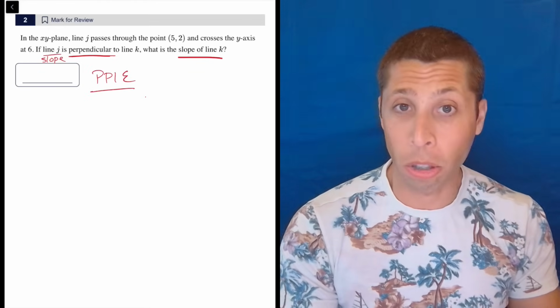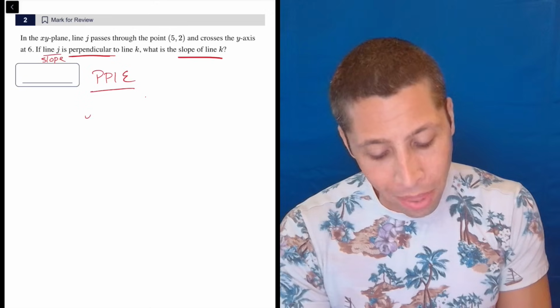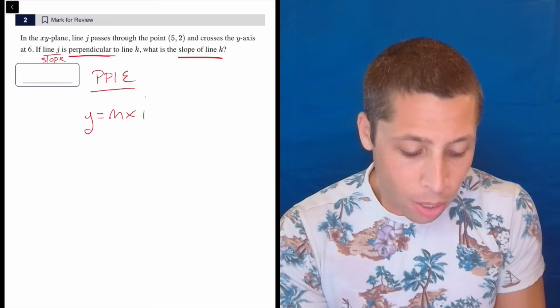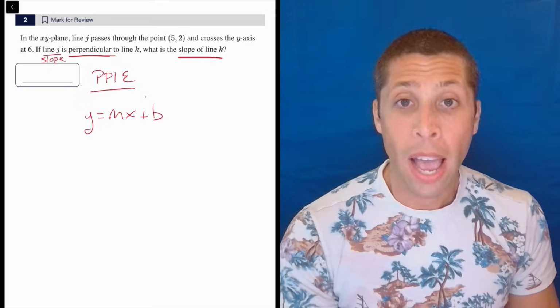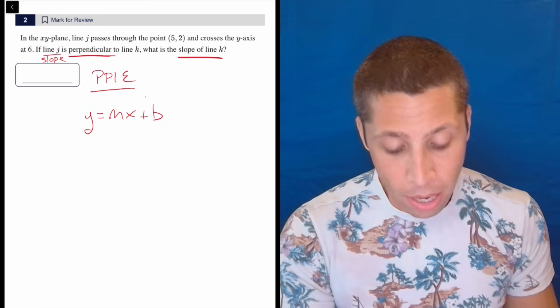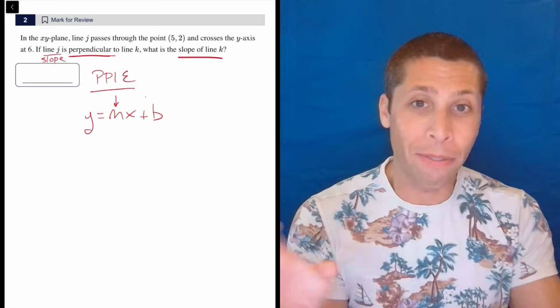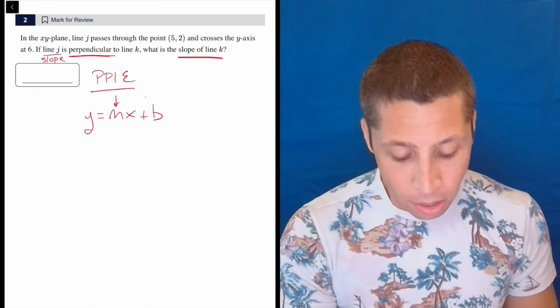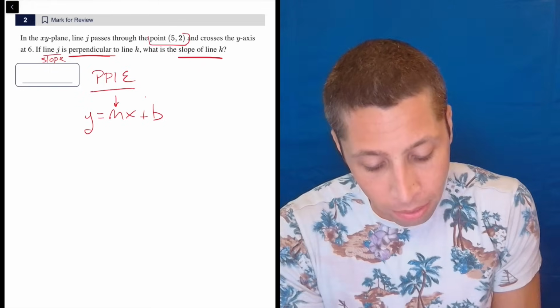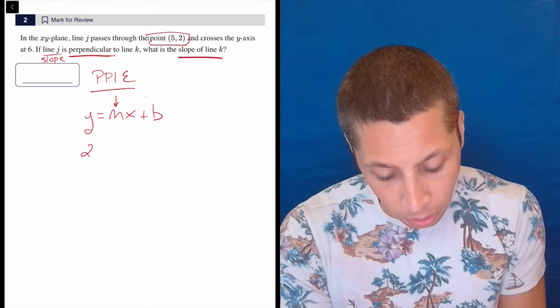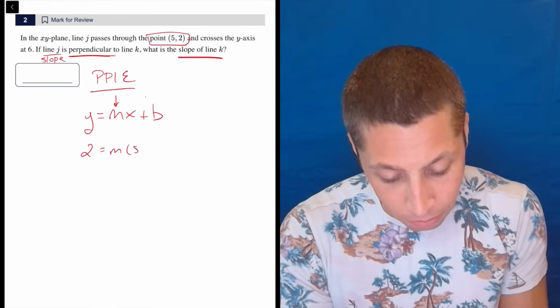I'm always thinking in terms of plugging points into equations. So without any hesitation, I'm writing y equals mx plus b on my page, and I'm hoping to start filling things out because I know eventually I want to solve for that m, but I can fill in these other pieces to get there. So the point is easy, right? I have a point, so that gives me a y value of 2 and an x value of 5.